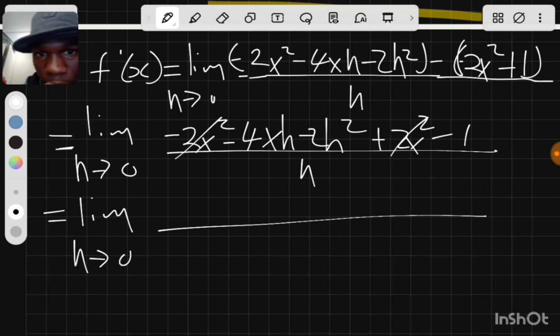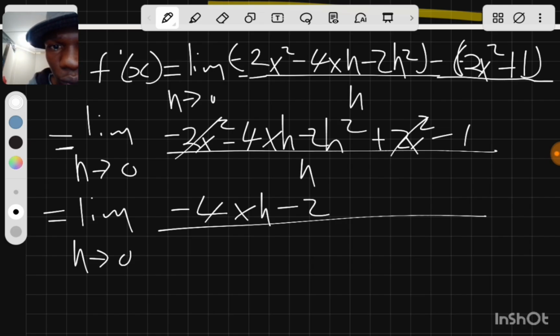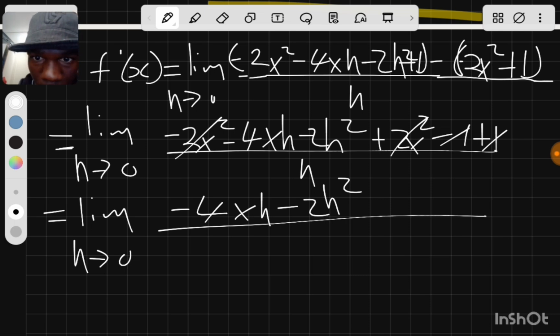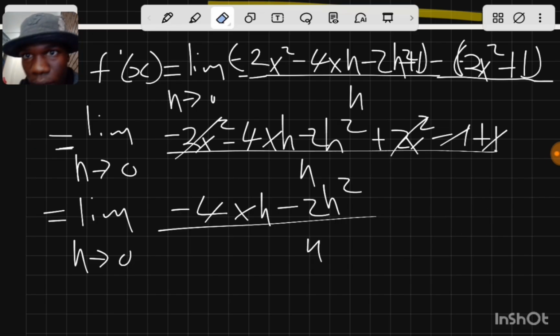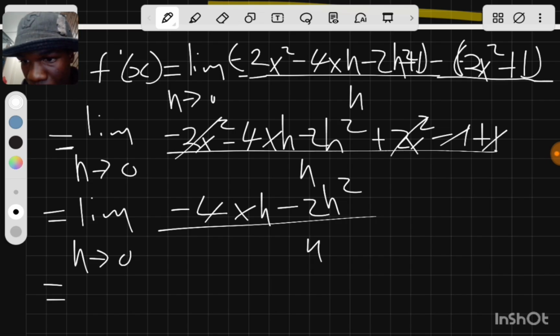This and this go away, so we're left with minus 4x minus 2h squared. This plus 1 here, guys. I forgot plus 1 here. Sorry for that. So this one and this one, they cancel too. So we're left with these only over h. Sorry for those mistakes.